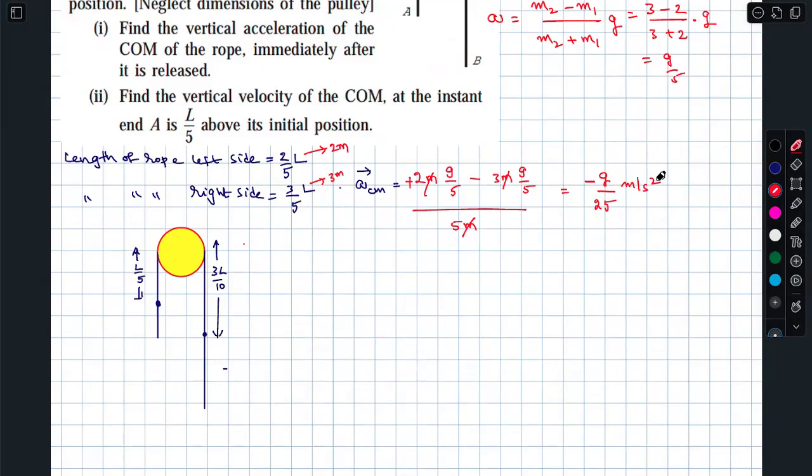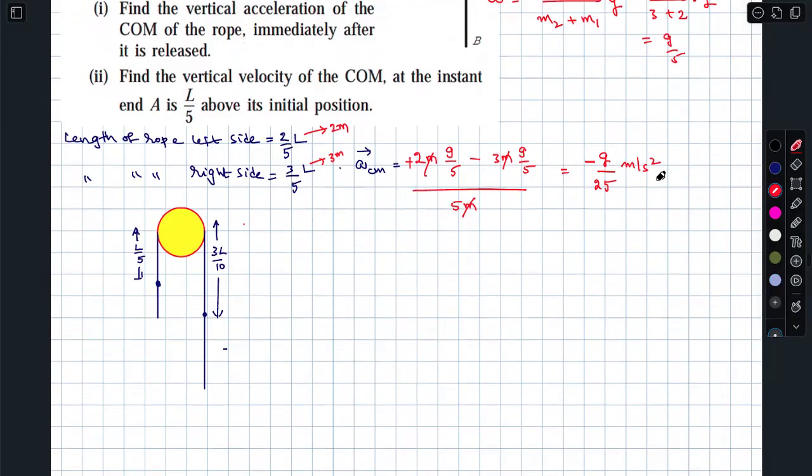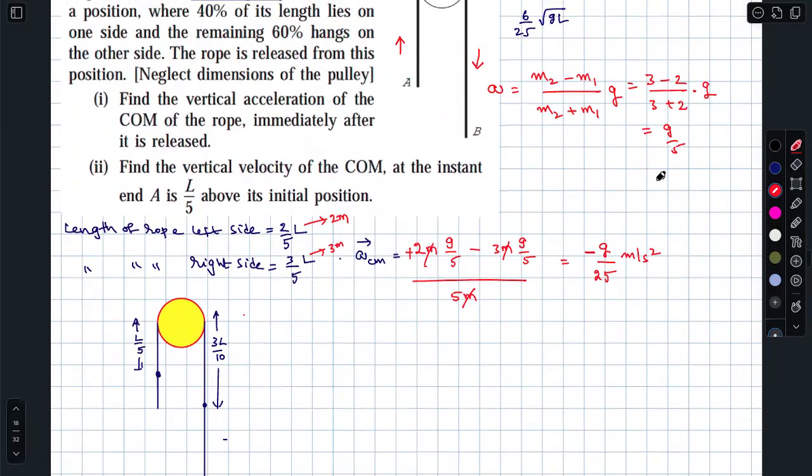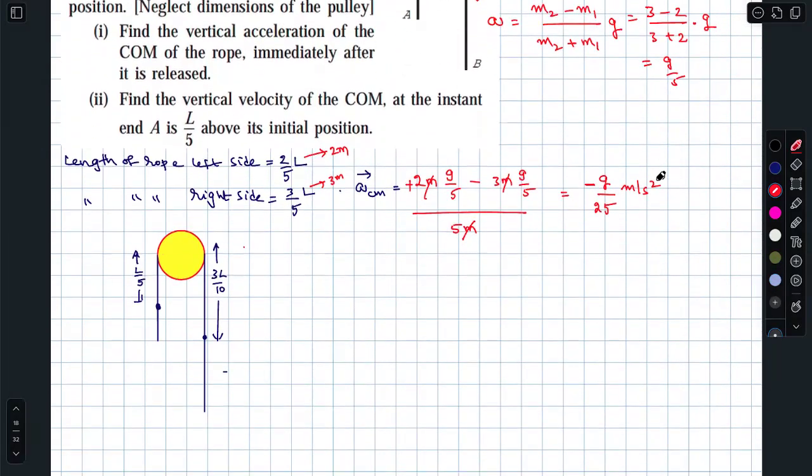So this is minus g by 25 meter per second square. That is the vertical acceleration of center of mass of the rope immediately after it is released. Next question: find the vertical velocity of the center of mass at the instant end A is L by 4 above its initial value.